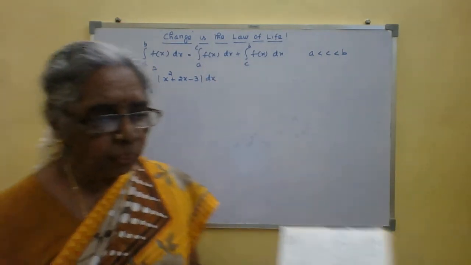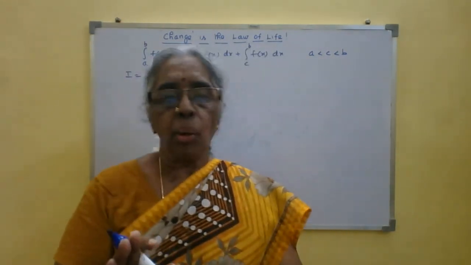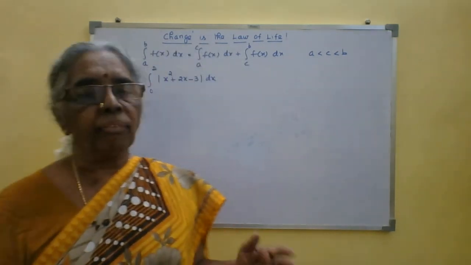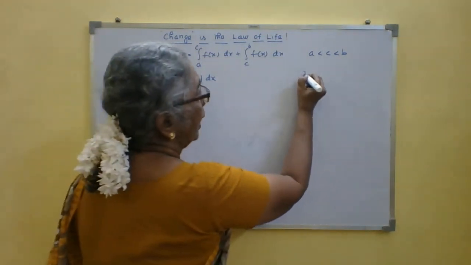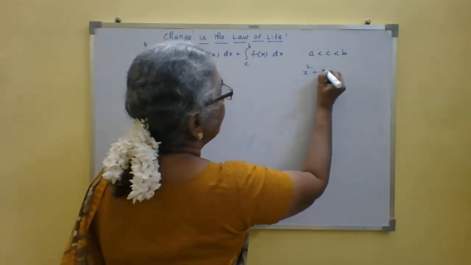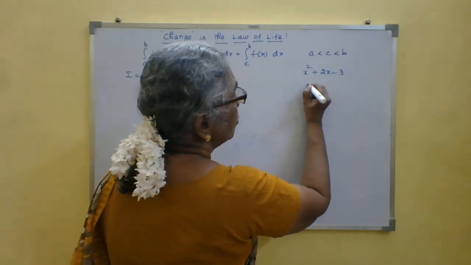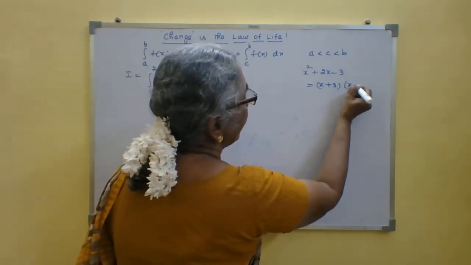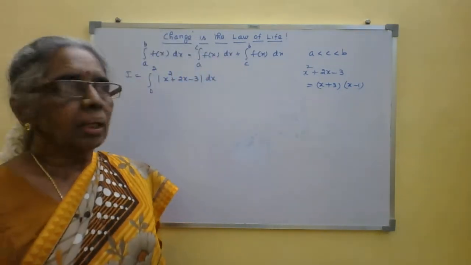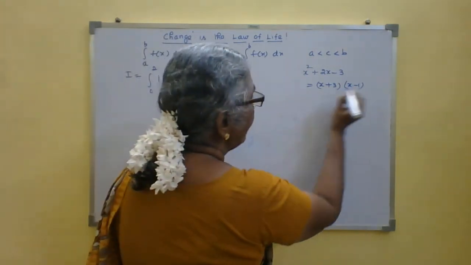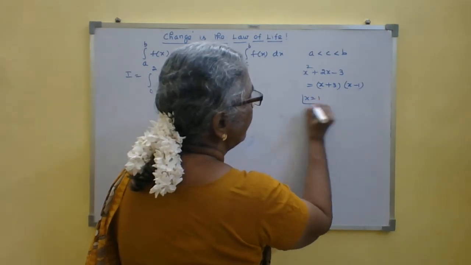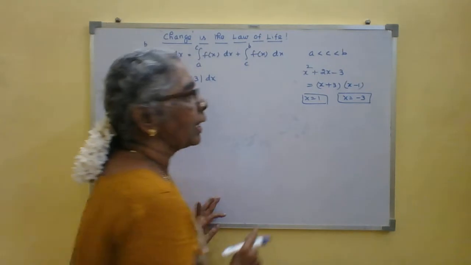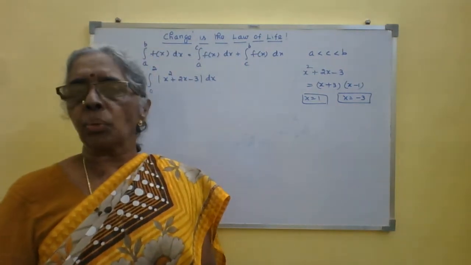So now if you look at the sum, within the modulus you have got a quadratic. Okay, that quadratic you can factorize. So first let us do that. You have got x squared plus 2x minus 3. So if you factorize, you will be getting x plus 3 into x minus 1. Okay. So now if you equate them to 0, x is equal to 1 is one value and x is equal to minus 3 is one value. Like that you will be getting two values now.